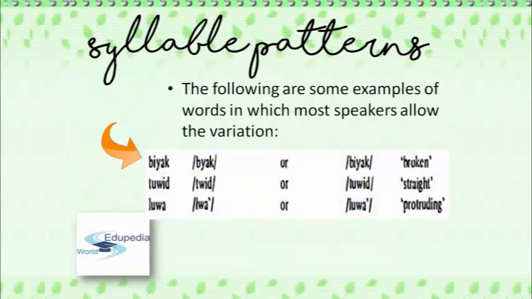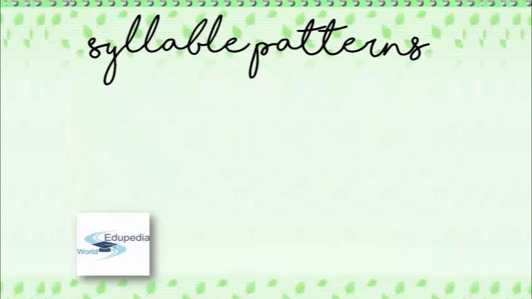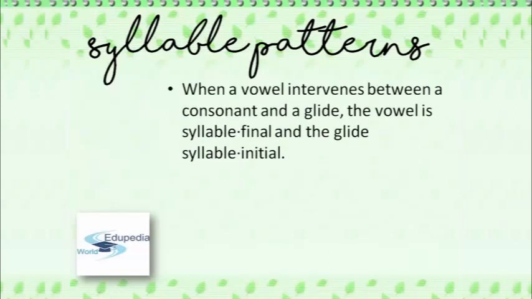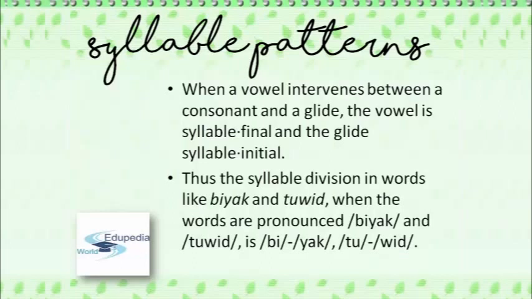We have here biyak, biyak, or biyak, that's for broken. Twid, twid, or tuwid, straight. Luwa, luwa, or protruding. When a vowel intervenes between a consonant and a glide, the vowel is syllable final and the glide syllable initial. Thus, the syllable division in words like biyak and tuwid, when the words are pronounced biyak and tuwid, is bi-yak or tu-wid.